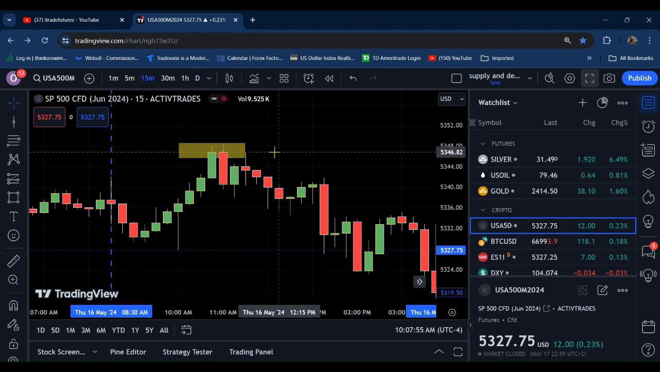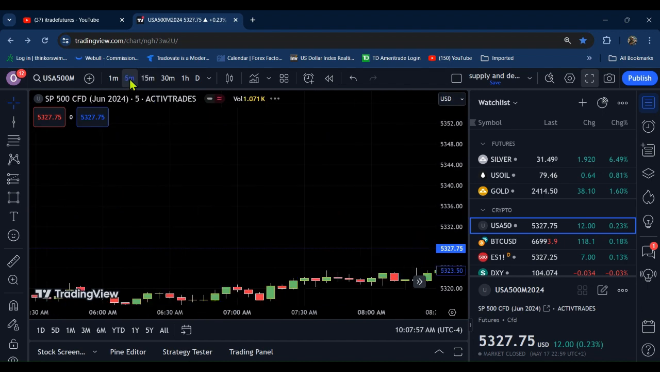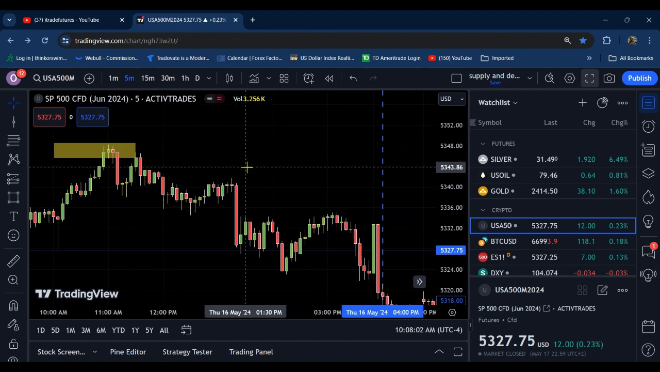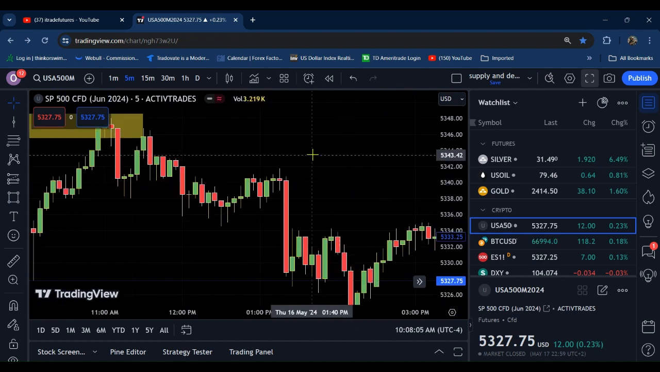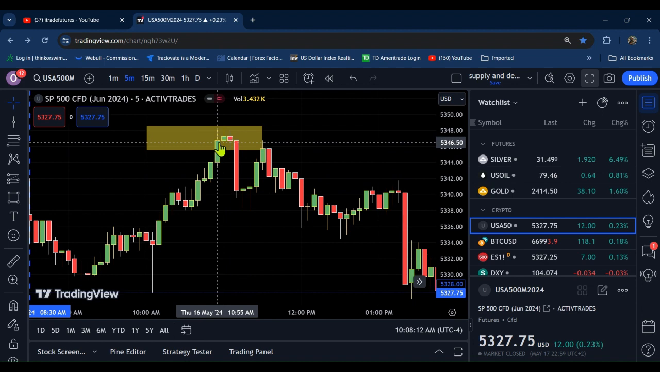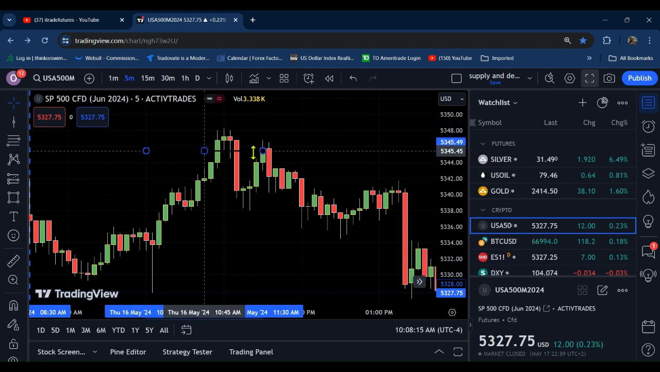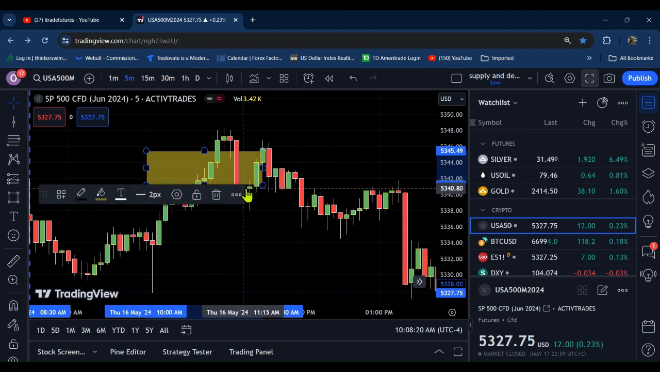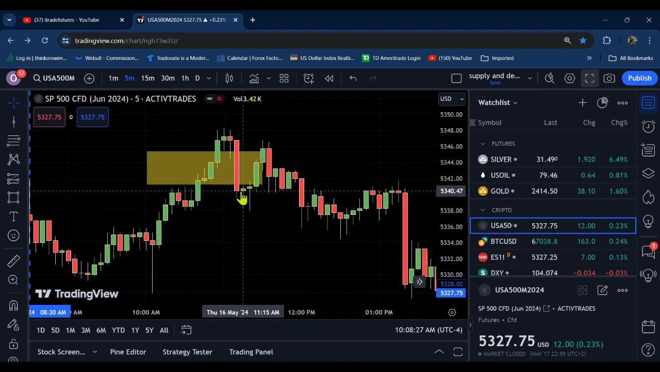Okay. So now we're going to zoom in a little bit further to a 5-minute. Find our area again, and we're going to start looking for a fair value gap. Right here we have a fair value gap. I'll just take this box and move it down here to highlight that. From the top of this candle right here to the bottom of that candle is a fair value gap.